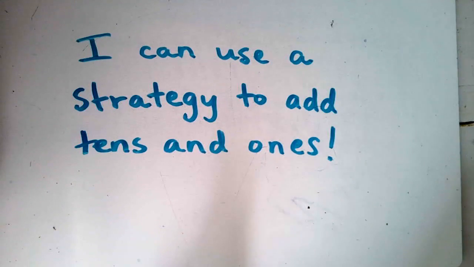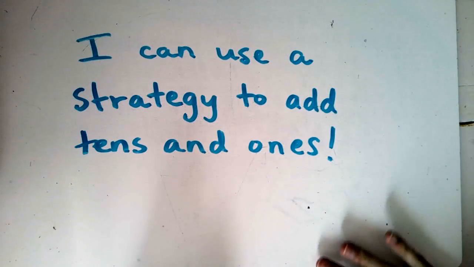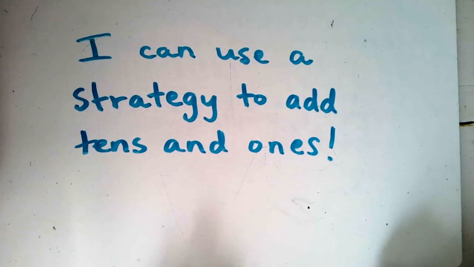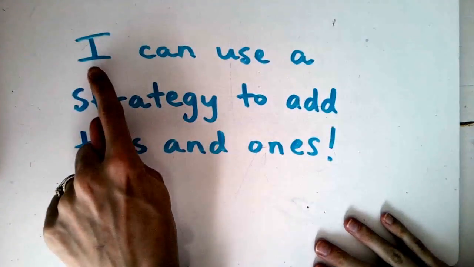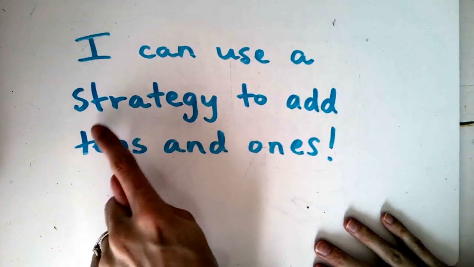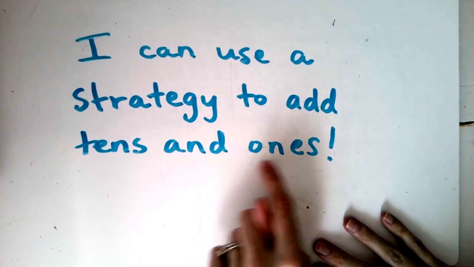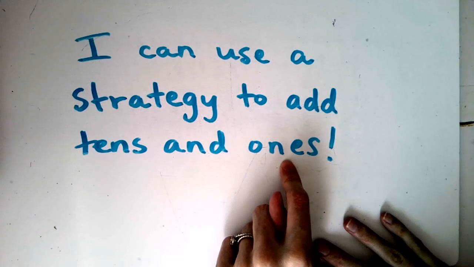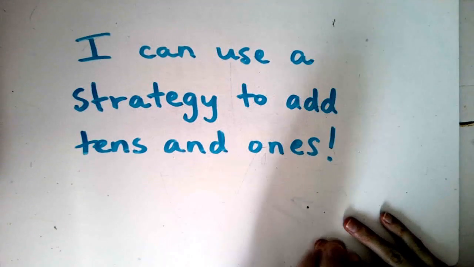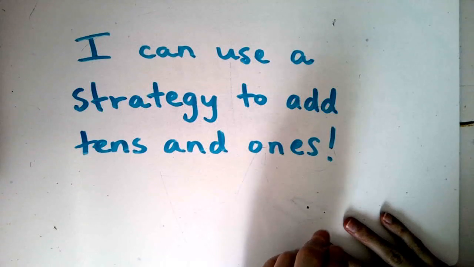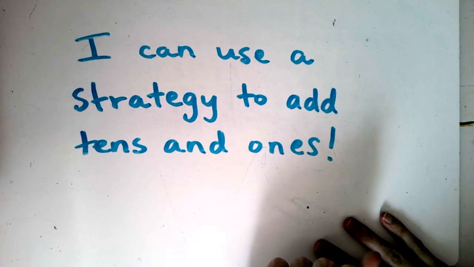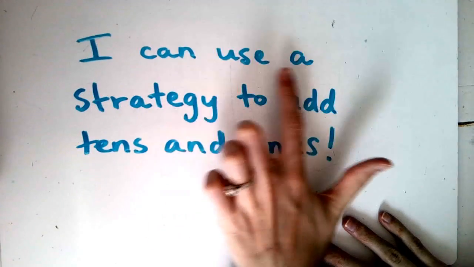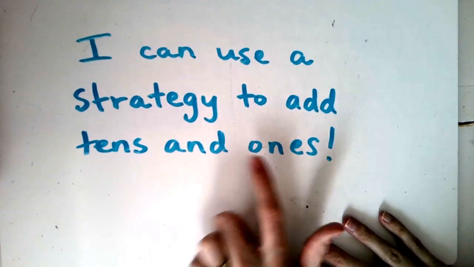Our I can statement today, and what we want to be able to do by the end of today's lesson, is using a strategy to add tens and ones. Okay, you can read with me if you'd like. I can use a strategy to add tens and ones. We've been practicing. Today you're going to solidify those skills and show your teacher that you can do this all on your own now. I can use a strategy to add tens and ones.